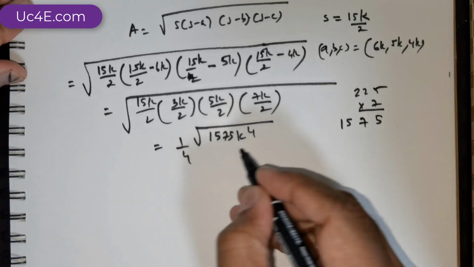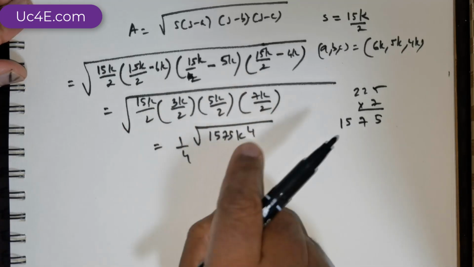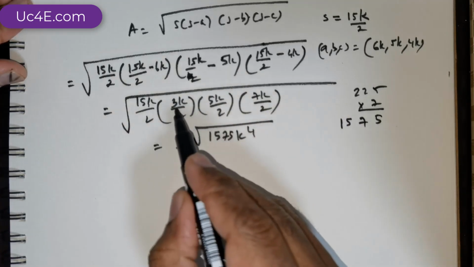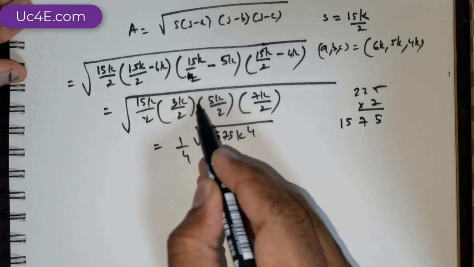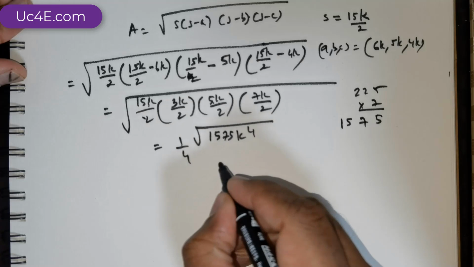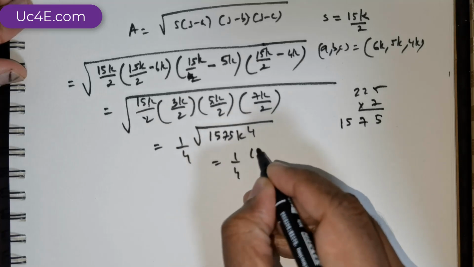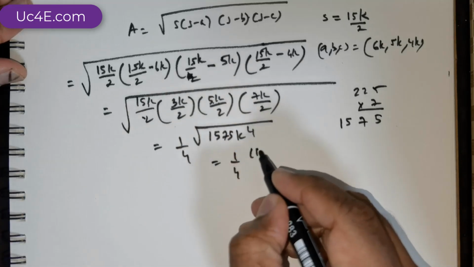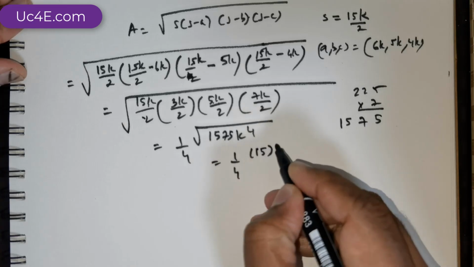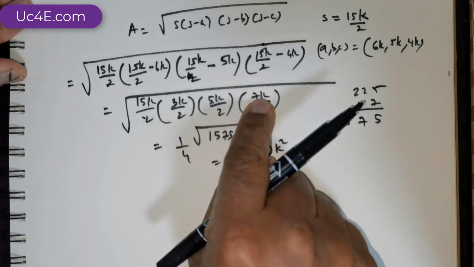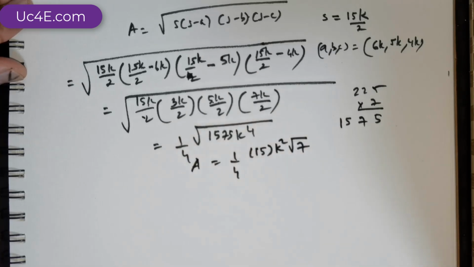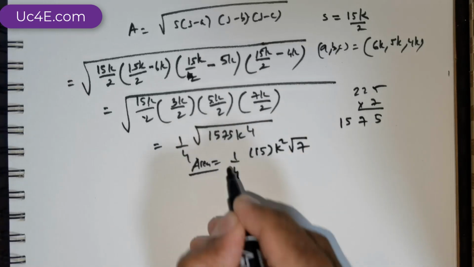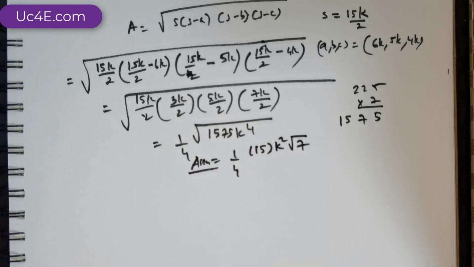In fact, instead of just multiplying all of this, clearly we could have factored it here itself, because you have 15 here and you got a 15 here. So when you bring it out of the square root, it will give you a 15 there, and this is going to be k squared, and this 7 would be left alone, so that's going to be root of 7. So this is going to be my area, right? So this is what we have got.